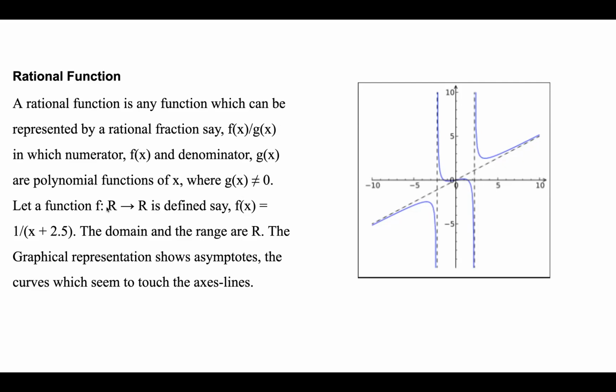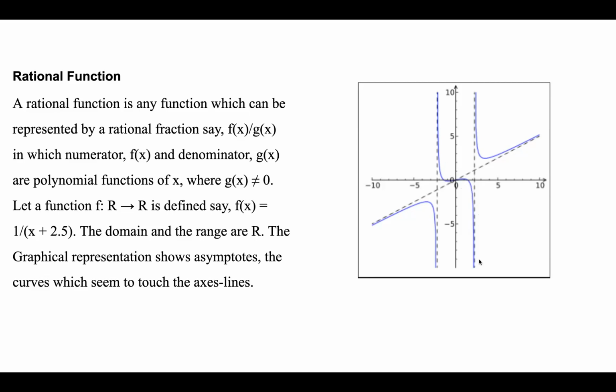Let a function f from R to R be defined, say f of x is equal to 1 upon x plus 2.5. Here f of x is 1 and g of x is x plus 2.5. The domain and the range are R, meaning all the values are from real numbers. The graphical representation shows asymptotes, the curves which seem to touch the axis lines. These types of curves are known as asymptotes.